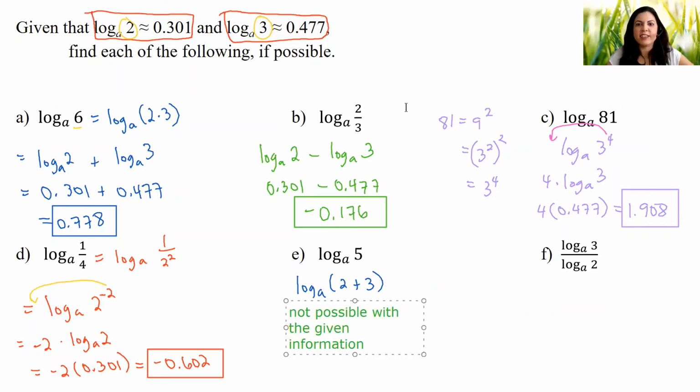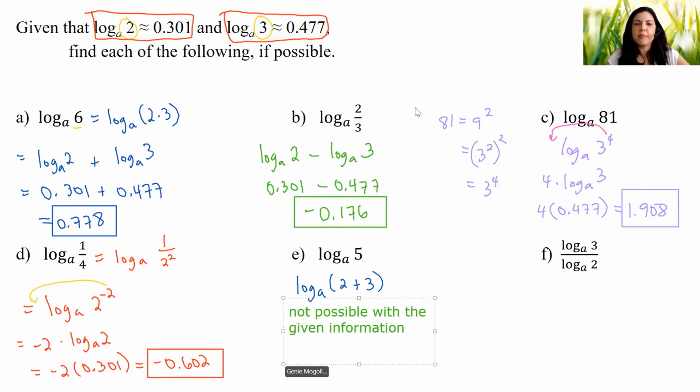Now let's try this last one. This one says log base a of 3 divided by log base a of 2. All right, well, this one's pretty straightforward because we know exactly what those values are. Log base a of 3 is that decimal, 0.477. Log base a of 2 is 0.301. We didn't really have to do any work with the properties, and we divide those values. So divide the top by the bottom, and you get 1.585.